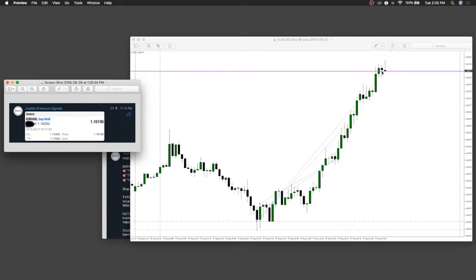But I always like to scale a significant portion of my trade off and look to re-enter the next day, especially when we catch like 100 pips in a day like this. So this was 100 pips.